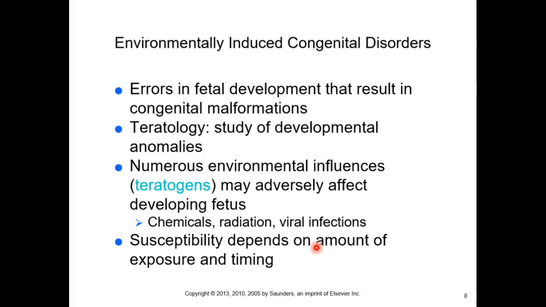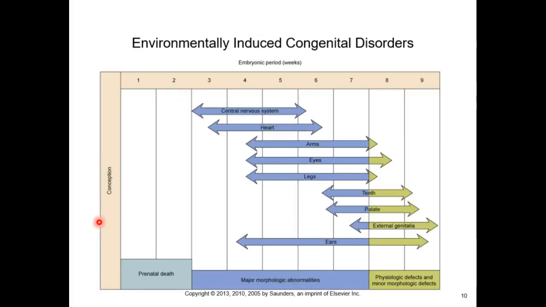Okay, so with teratogen exposure, and again, embryology is just the first 12 weeks, susceptibility depends on the amount of exposure and the timing of exposure. So here's this. If that teratogen exposure happens in the first 2 weeks of embryological development, in all likelihood, that teratogen has impacted enough cells that it's not going to be compatible with life.